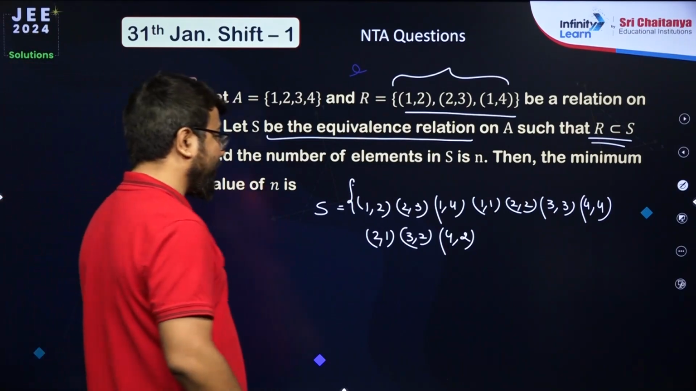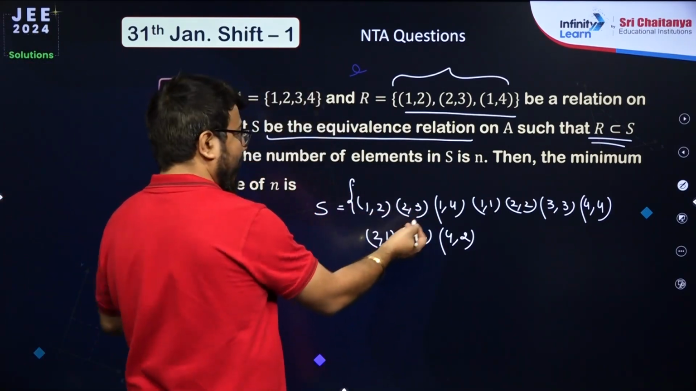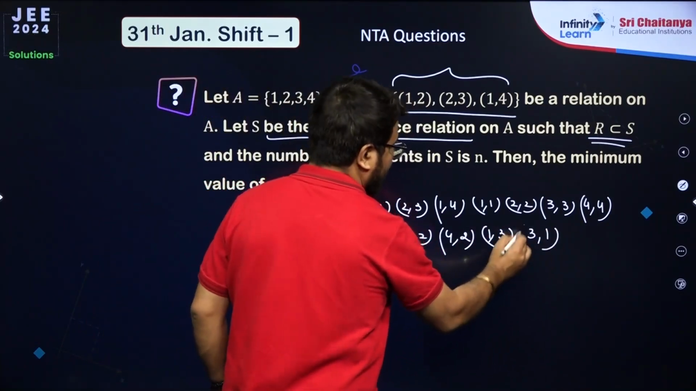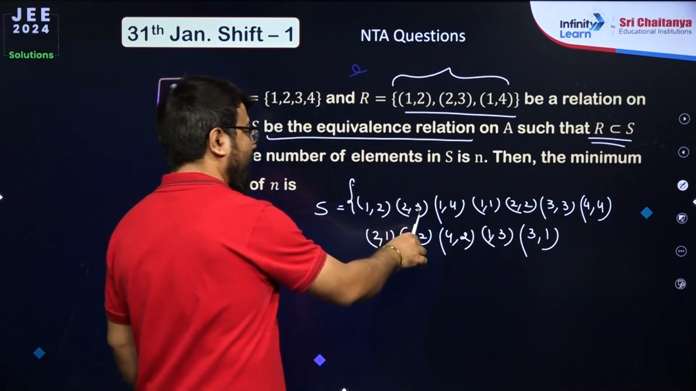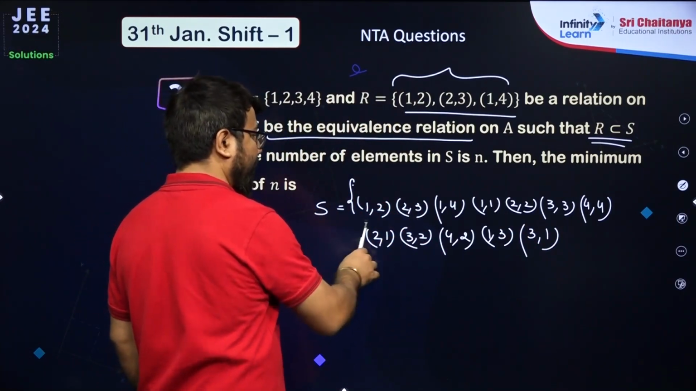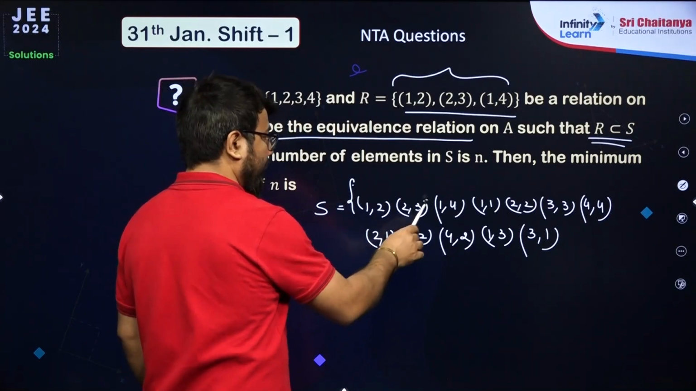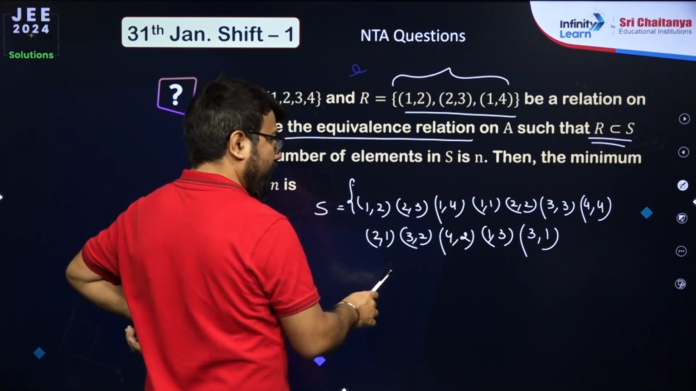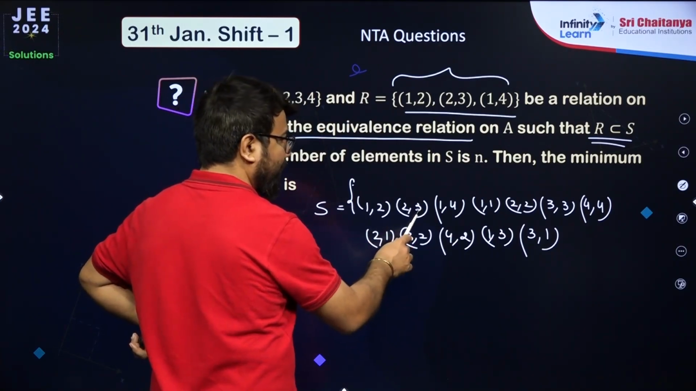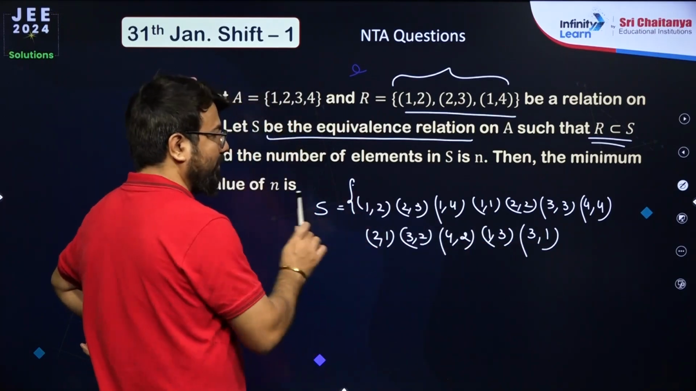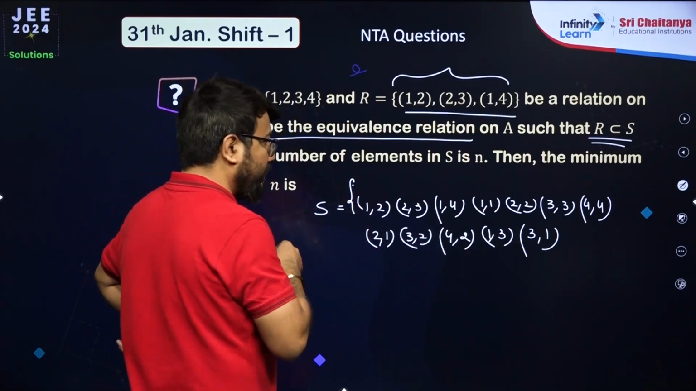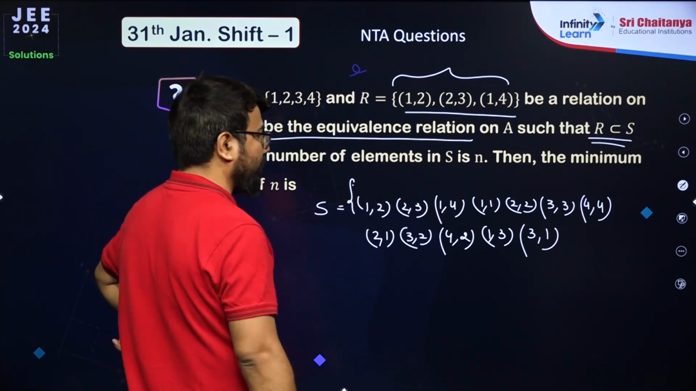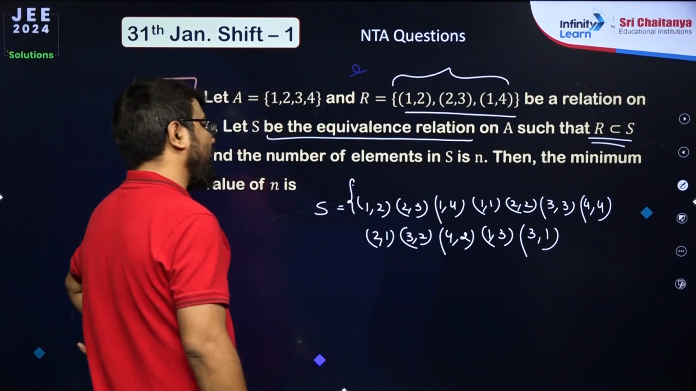For making it transitive, we know that 1 is paired with 2, 2 is paired with 3. So (1,3) should also be there. And if I am writing (1,3), (3,1) should also be there. Let us take from here. 2 is paired with 3, 3 is paired with 1, so (2,1) should be there, and (2,1) is already there. And one more thing, 1 is paired with 3, 3 is paired with 2, this has also been already considered. (1,2) is also considered.